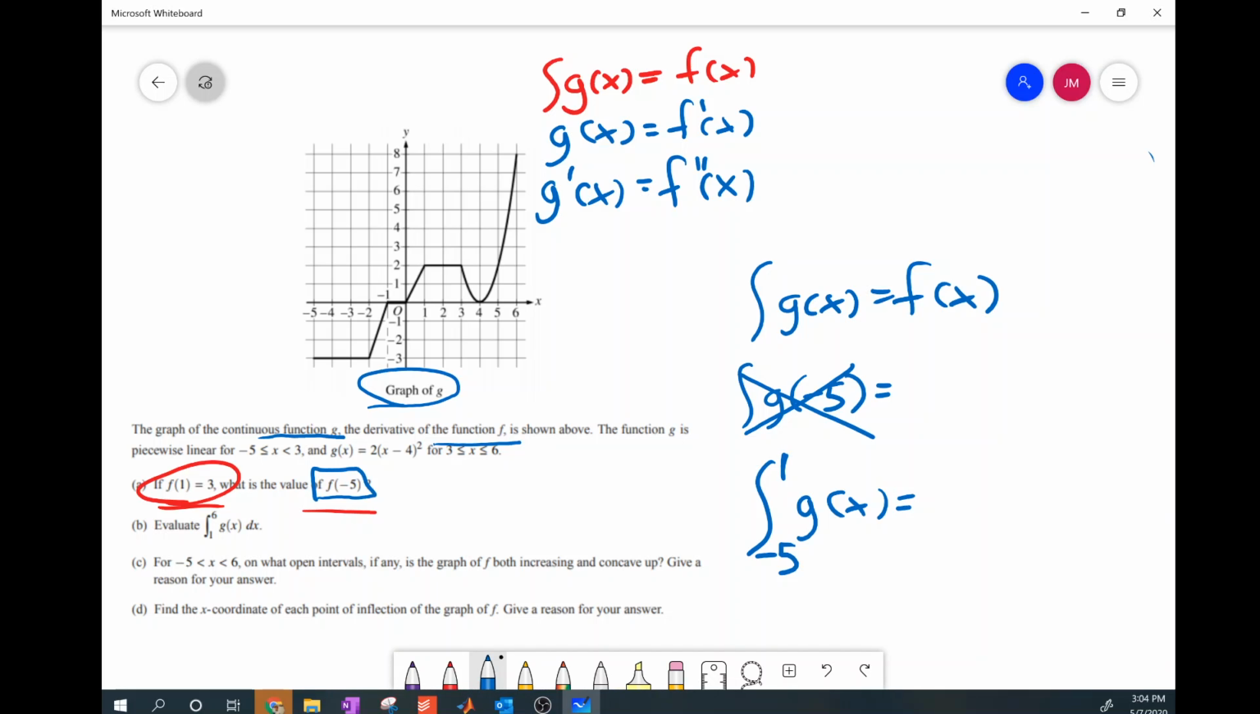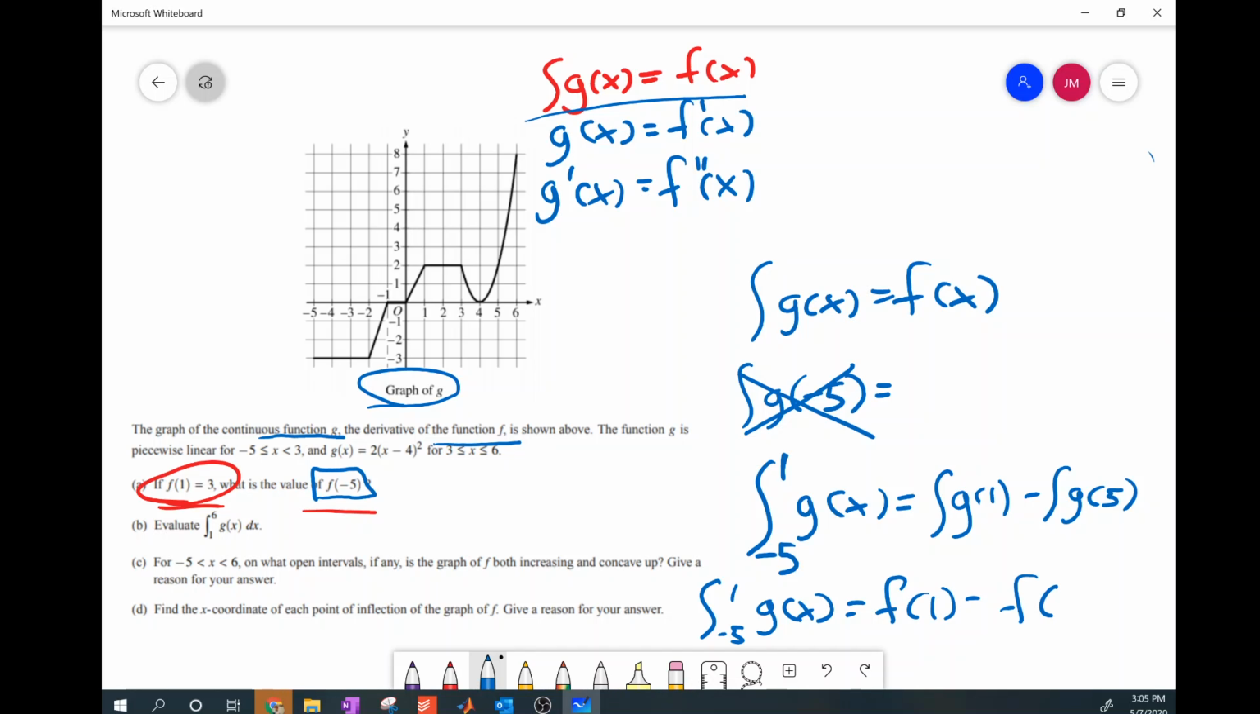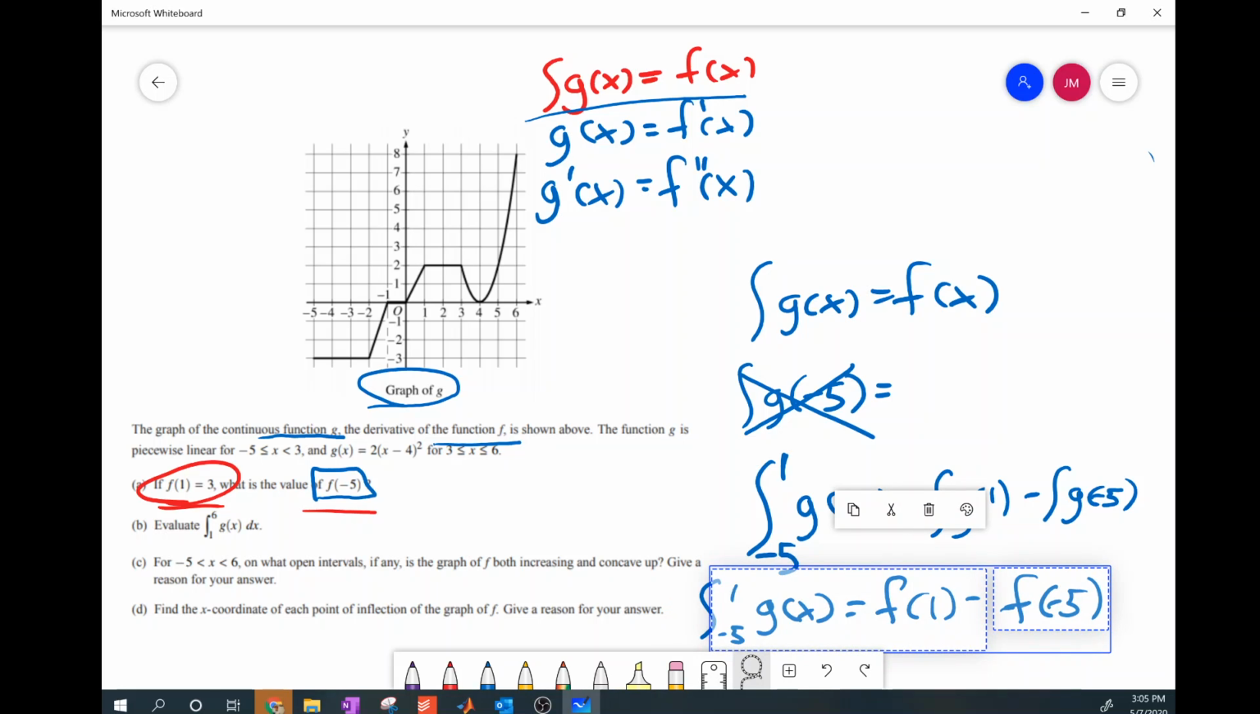And this is going to be the antiderivative of g of 1 minus the antiderivative of g of -5. We said that the antiderivative is our f value. So that means the integral from -5 to 1 of g of x equals f of 1 minus f of -5. And here we have created an equation that we can solve for our f of -5. So we're going to keep it.